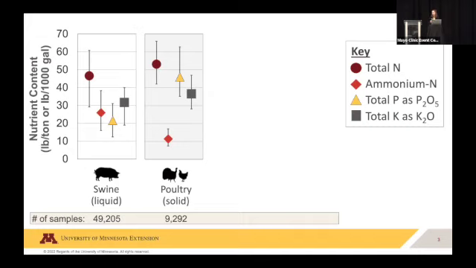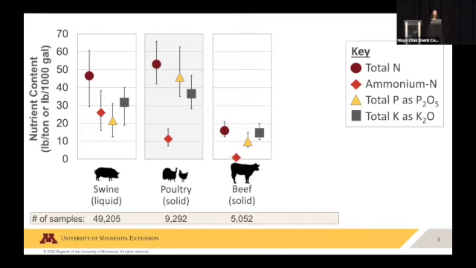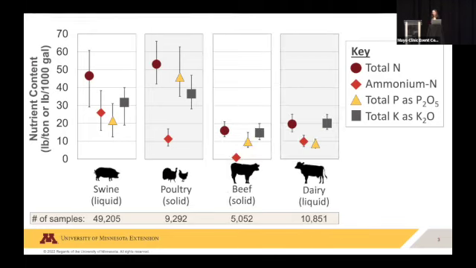Here's poultry solids, beef solids, and our dairy liquid. Now these 4 that I'm showing you here have the most samples of all of the different categories that we have in the different manure types. So I also have dairy solids, beef liquids, etc. But these show us the most number of samples that we have across the state. So these are the most likely to be sampled.